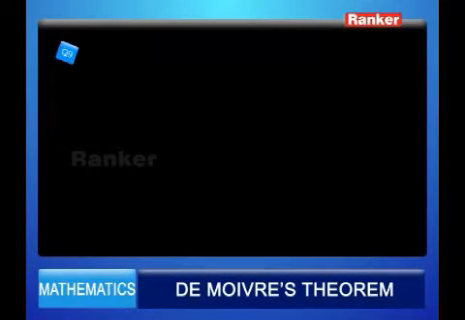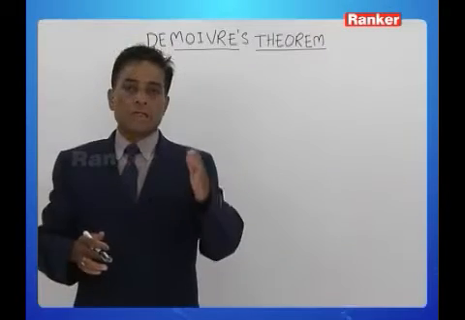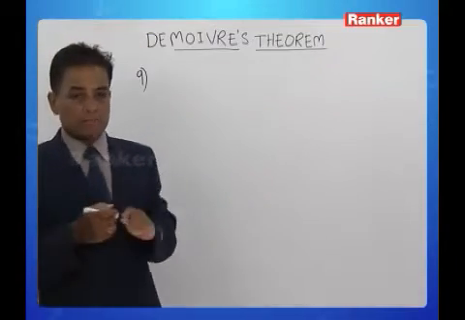Question number 9. Let z and omega be complex numbers such that z bar plus i omega bar is equal to 0 and arg of z into omega is pi. Then what is arg z, that is the amplitude or argument of z? Options are given: pi by 4, pi by 2, pi by 6, 3 pi by 4. Let us see the right answer, right option. Question number 9.